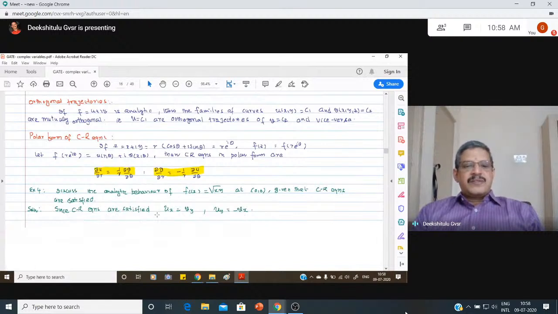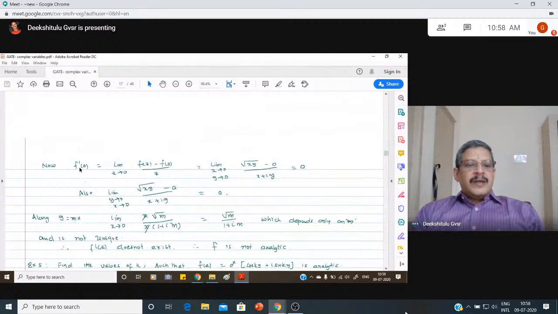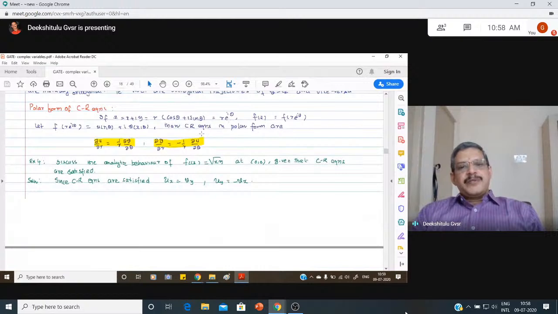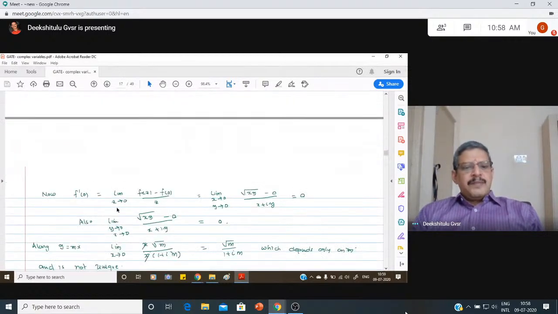Since CR equations are satisfied, ux is equal to vy and uy is equal to minus vx, these are the CR equations. And f dash z must exist. f dash z means dou u by dou x and dou v by dou x exist and are continuous. So f dash 0 is limit z goes to 0 of f of z minus f of 0 by z. So limit x goes to 0, y goes to 0, f of z means square root of xy, f of 0 becomes 0, and z means x plus iy.